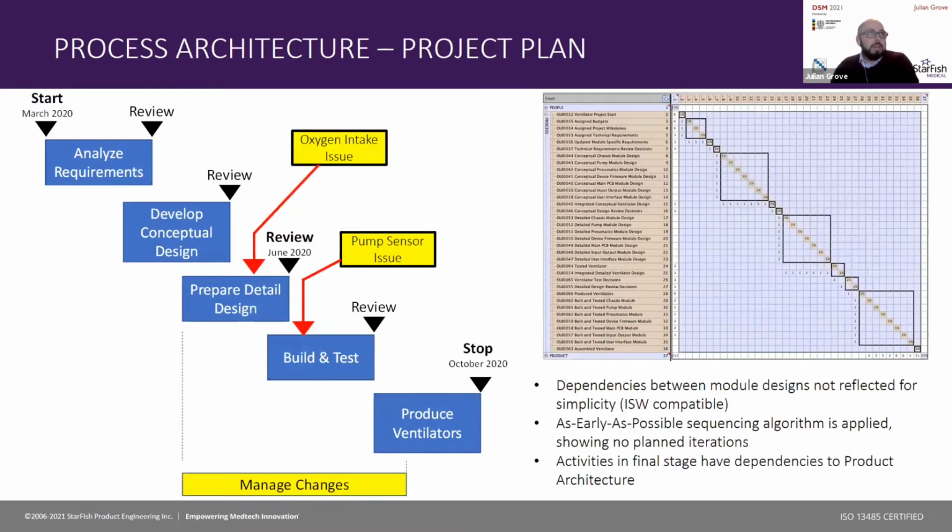From a project plan or process architecture perspective, we simplified the actual execution to a phase gate approach over the tight timeline. The dependencies between the modules in their design within each phase were not reflected to make this as simple as possible. And an early as possible sequencing algorithm was applied to show no planned iterations in the DSM on the right. The final stages have dependencies to the product architecture where we build and test each of the modules and then integrate.